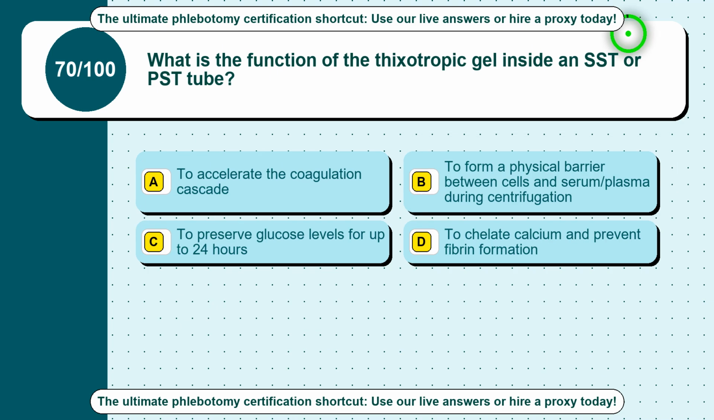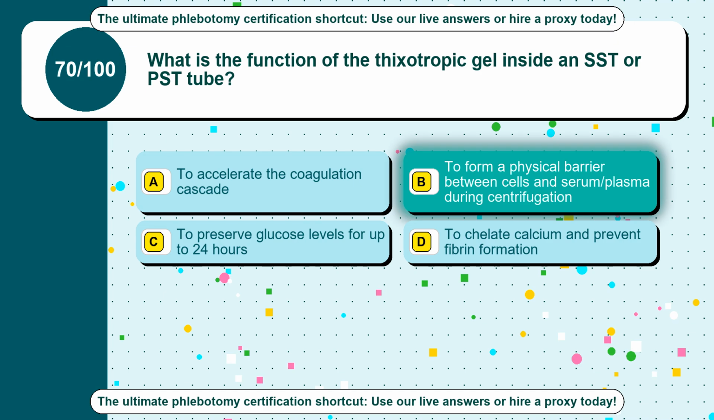Question 70. What is the function of the thixotropic gel inside an SST or PSD tube? Option A. To accelerate the coagulation cascade. Option B. To form a physical barrier between cells and serum/plasma during centrifugation. Option C. To preserve glucose levels for up to 24 hours. Option D. To chelate calcium and prevent fibrin formation. The correct answer is option B. To form a physical barrier between cells and serum/plasma during centrifugation.